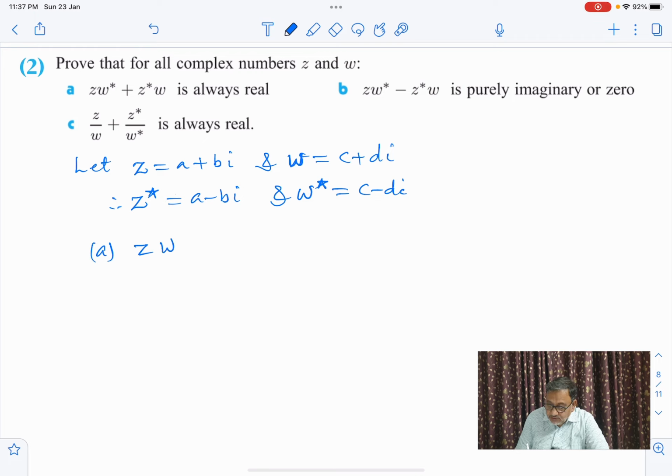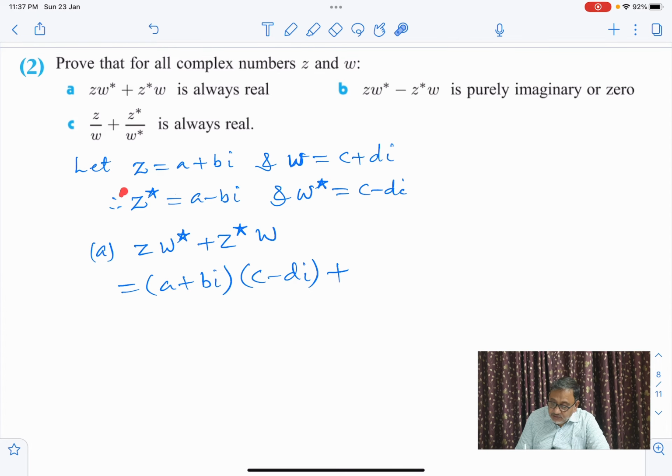Z into W conjugate plus Z conjugate into W is going to be, Z means A plus Bi. W conjugate is this, so C minus Di, multiplication, plus Z conjugate. Z conjugate is this. So I will write A minus Bi first into W. So W is C plus Di. Okay. So we wrote all of them.